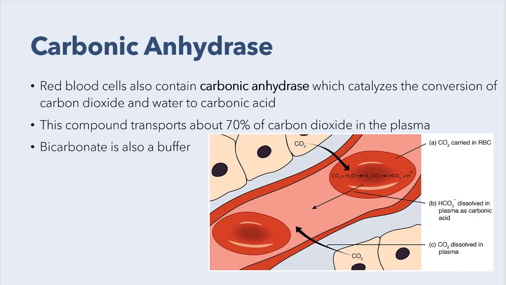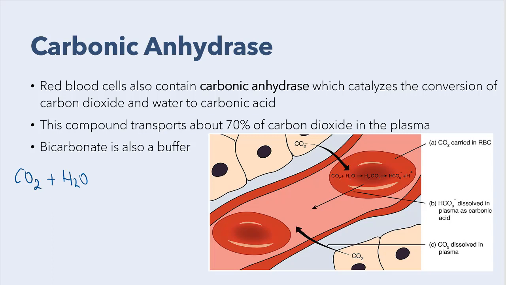One last component that is found in the red blood cell is carbonic anhydrase, which is an enzyme that converts carbon dioxide and water to carbonic acid. Carbonic acid and bicarbonates are the compounds that transport around 70% of the carbon dioxide. It allows it to dissolve in the plasma in that way and transports it to different locations in the body. Bicarbonate also serves as a buffer. And so the catalyzed reaction looks like this.